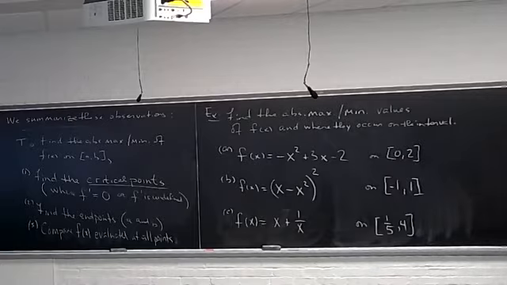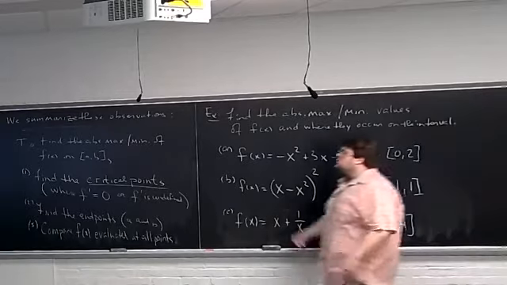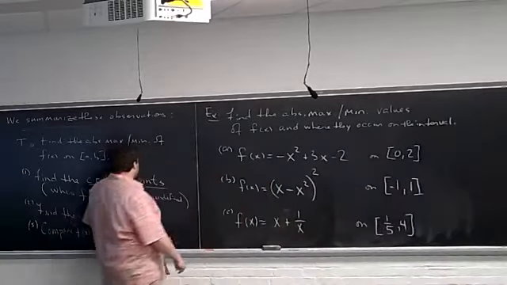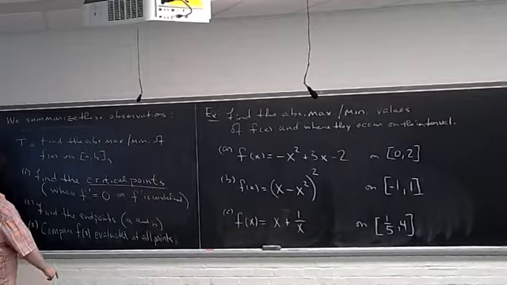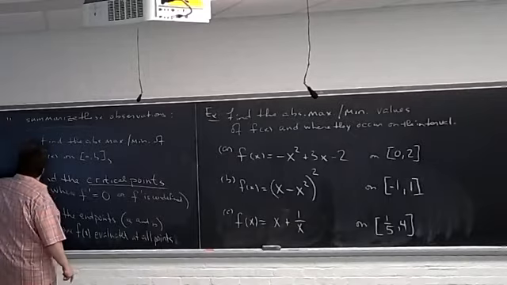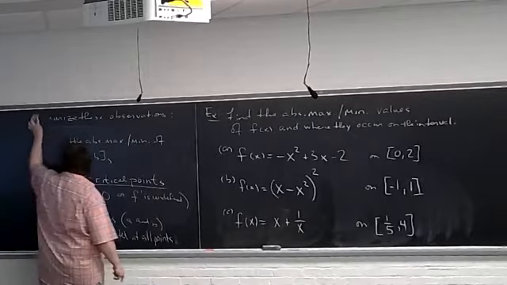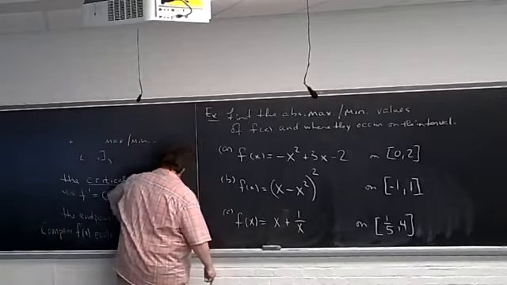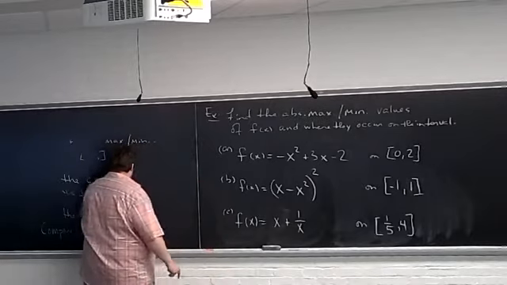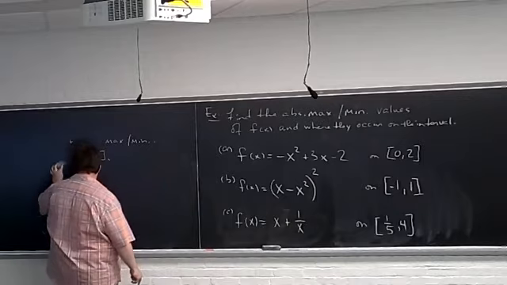We want absolute maximum, absolute minimum. Let's start with the first one. So from this summary, we need the critical points, meaning where the derivative is 0, where it's undefined. We need the endpoints, which are given. And then to find the actual absolute maximum and minimum, we need to compare all of the corresponding y values. The largest will be the maximum, the smallest will be the minimum.